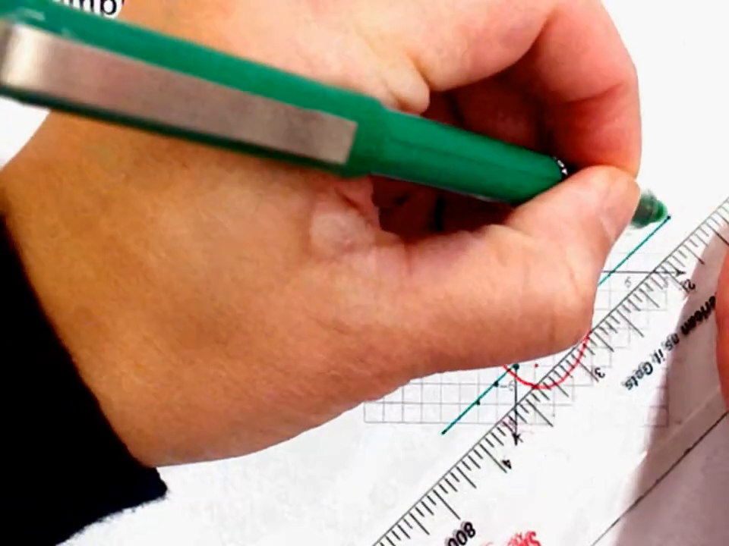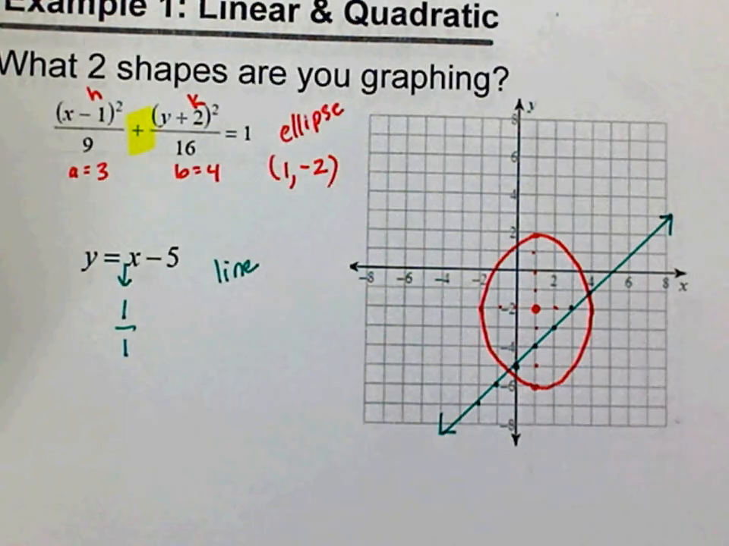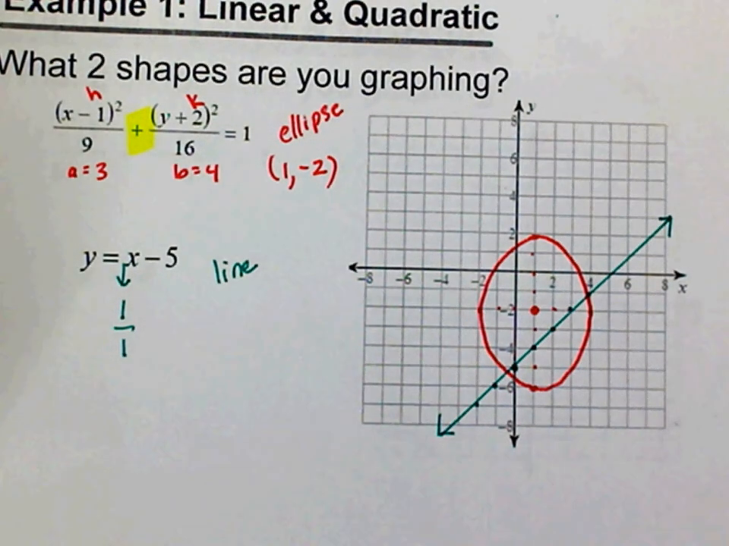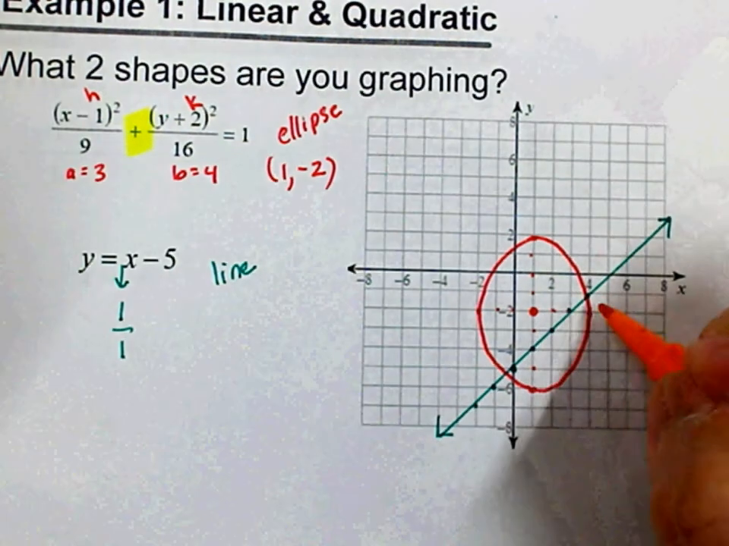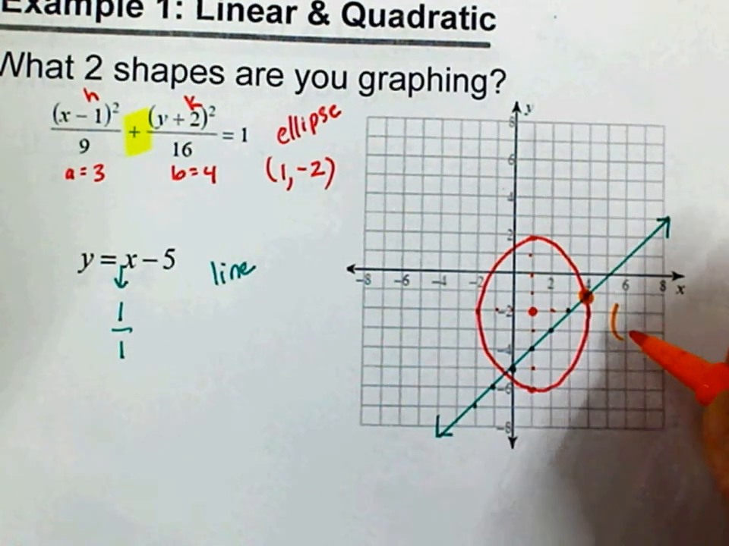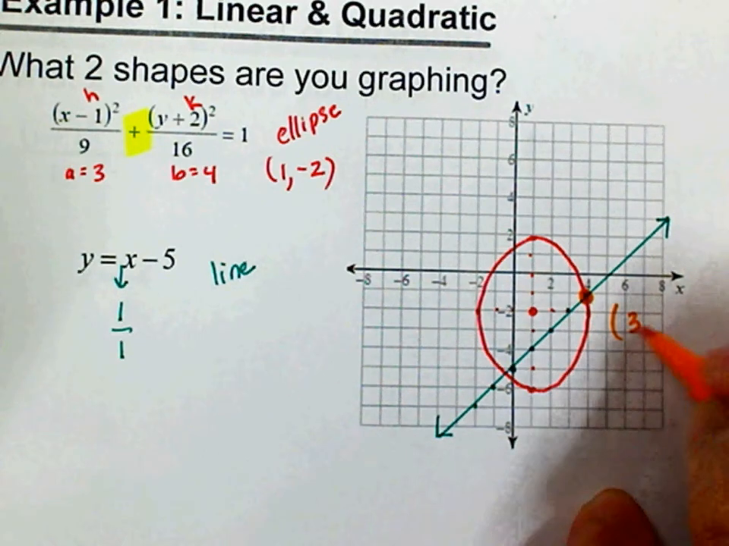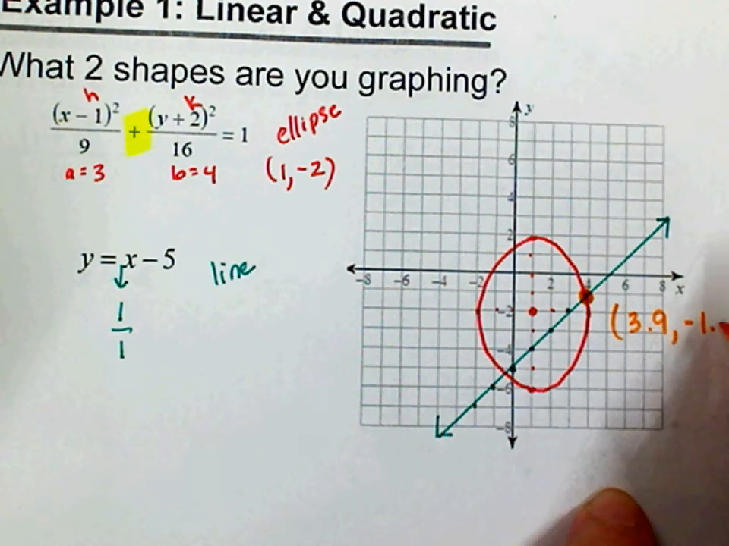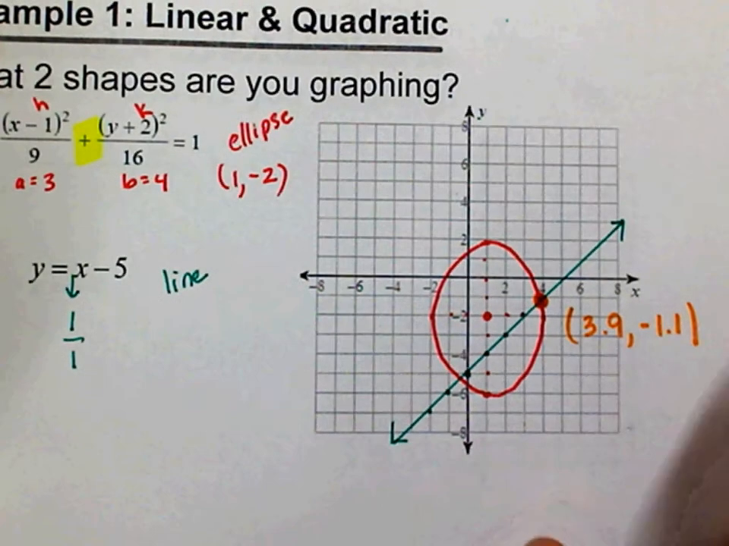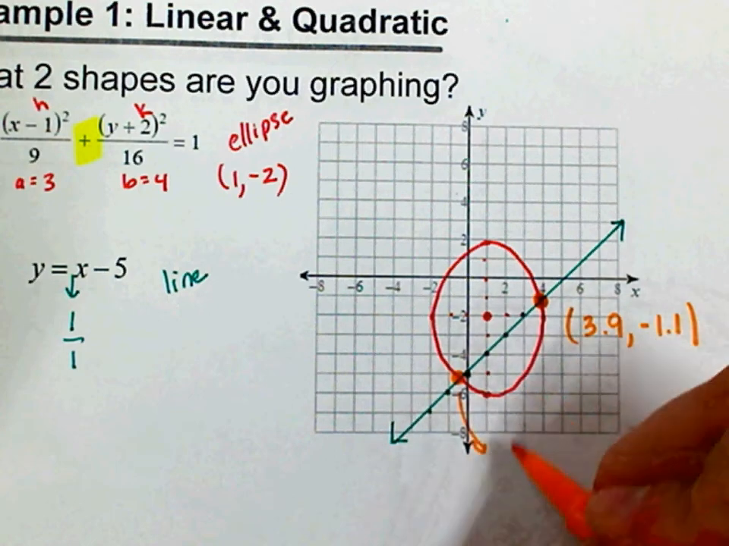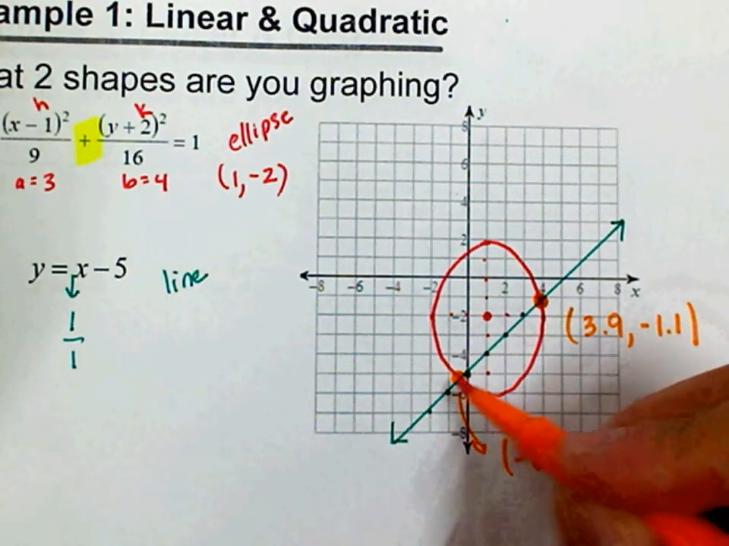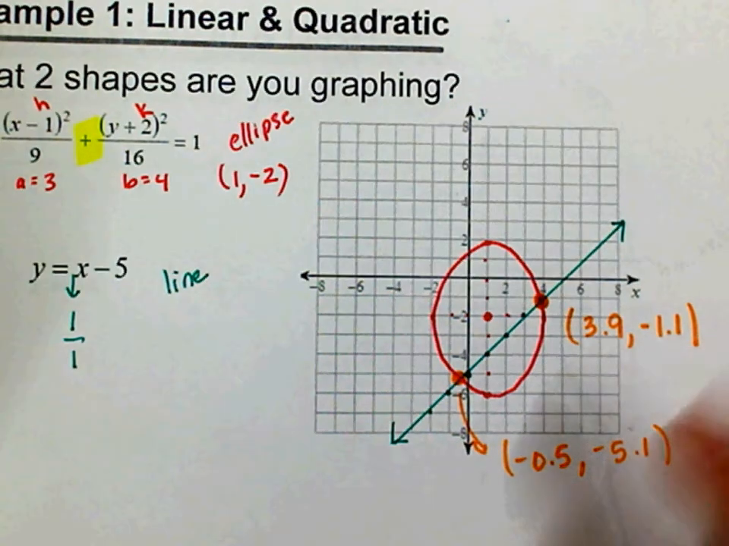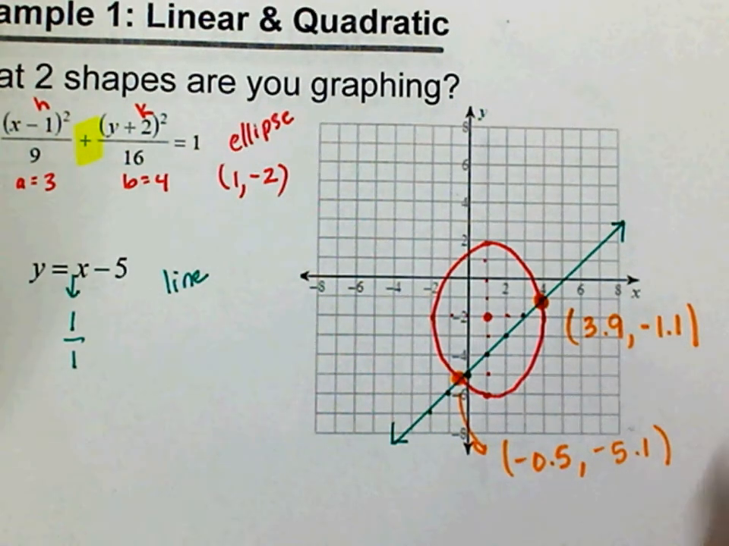Okay. And if you notice, you have 2 intersections. What are those 2 intersections? Well, there's this point right here. This is where they're crossing. And that point, just kind of estimate where it is. It looks like 3.9 and negative 1.1. Okay, just kind of estimate. How about this intersection? Well, that intersection looks like negative 0.5, comma, and probably negative 5.1. Just kind of estimate, round it to the nearest tenth. That's all I need to see. So basically, you're looking for their intersections, and that's why they're called systems. So the x value and the y value will work for both of these equations.